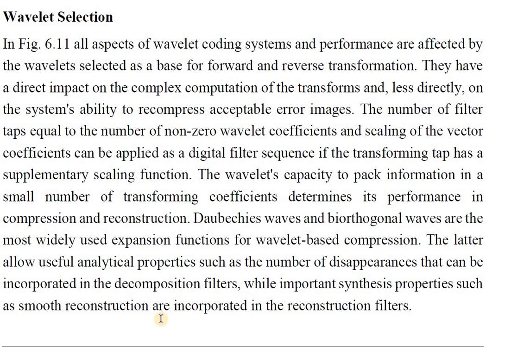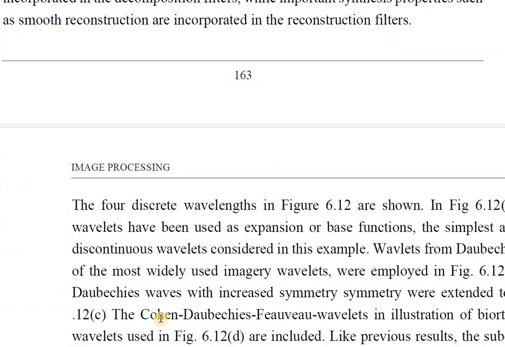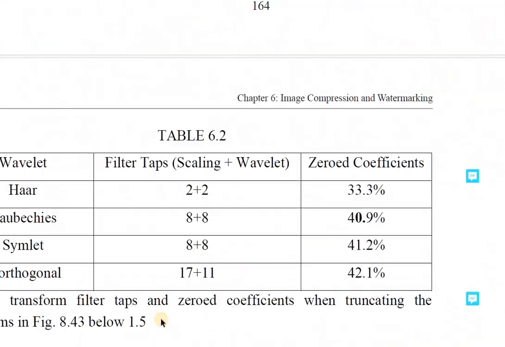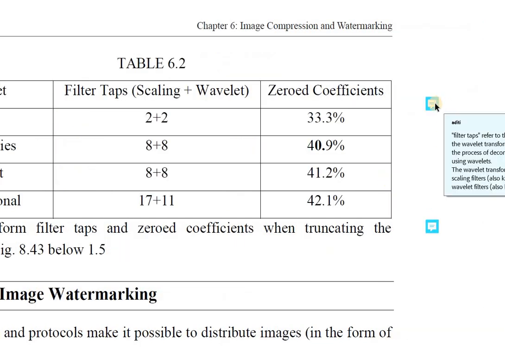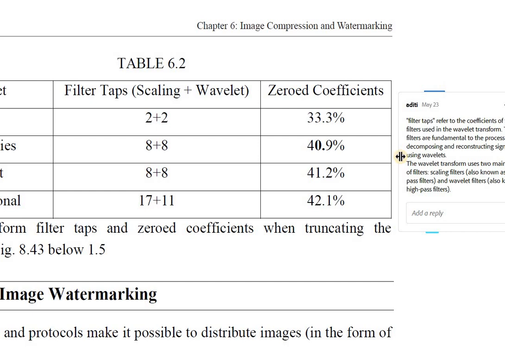Now the next thing that you should understand is there are different wavelet options available, and you can decide which one you want to choose. If you see the table over here, you can see that there are 4 different types of wavelets which are discussed. Filter taps, scaling plus wavelet, and zeroed coefficients. The numbers are given here and the percentage is given here. Now the question arises, what is the meaning of all these things? Let us try and understand.